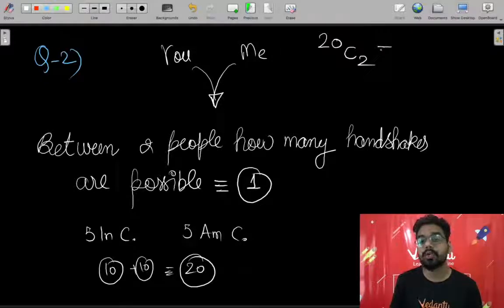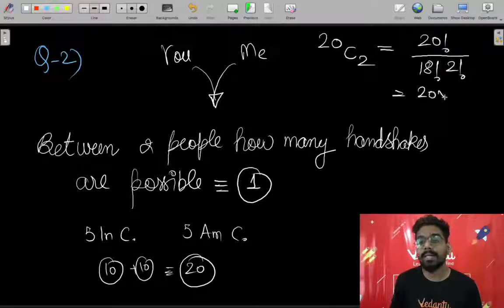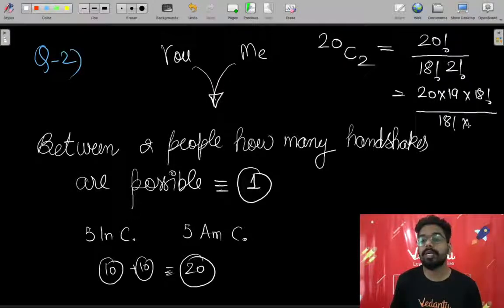which is equals to 20C2 is equals to 20 factorial upon 20 minus 2 is 18 factorial, and 2 factorial is equals to, ये आपका आएगा 20 into 19 into 18 factorial divided by 18 factorial 2 factorial. ये आपका कैंसिल हो जाएगा, and ultimately what you will have answer is 190.